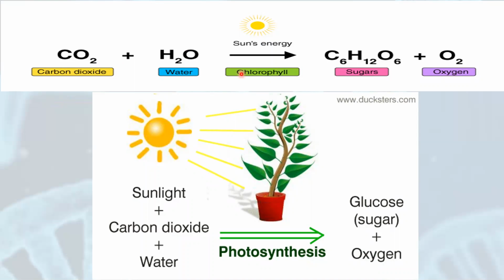This is the reaction that occurs during photosynthesis. CO2, carbon dioxide, plus H2O, that is water, in the presence of sun's energy inside the chlorophyll, gets converted and forms sugar, that is C6H12O6, and oxygen. Here again there is another figure. To simplify this process: sunlight plus carbon dioxide plus water, photosynthesis, glucose plus oxygen. These five things you all have to remember.